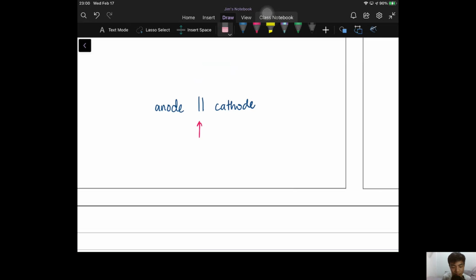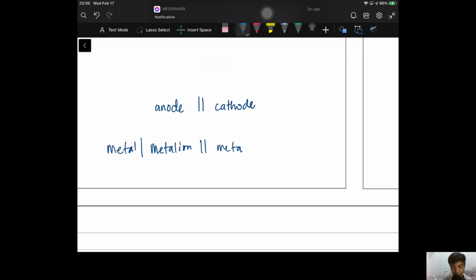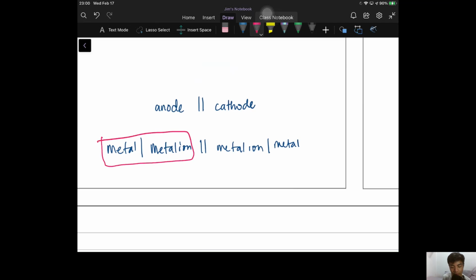Okay, so for the anode, may notation yan. Paano isusulat yung ions mo sa anode? Ganito. So, metal, then single line, metal ion, double line na, then metal ion, then metal. Okay? So, yung anode part dito ay metal to metal ion. Yung cathode part ay metal ion to metal.